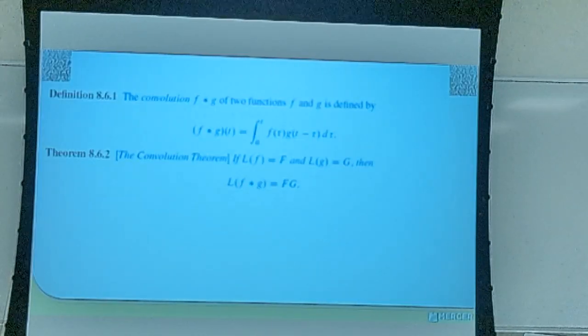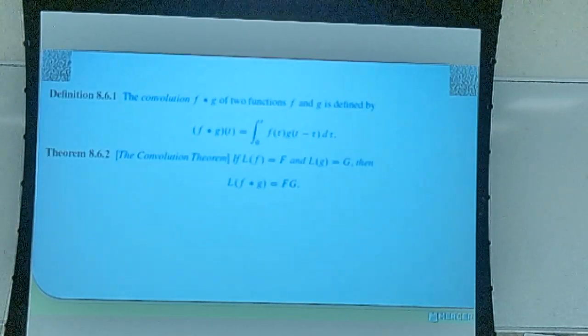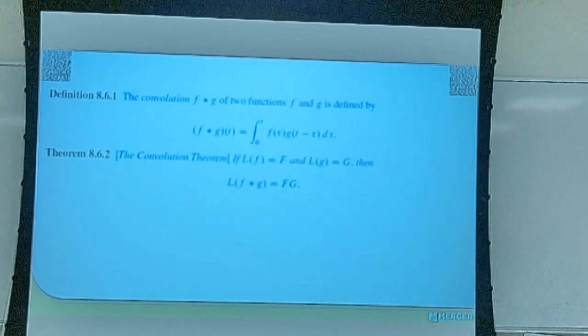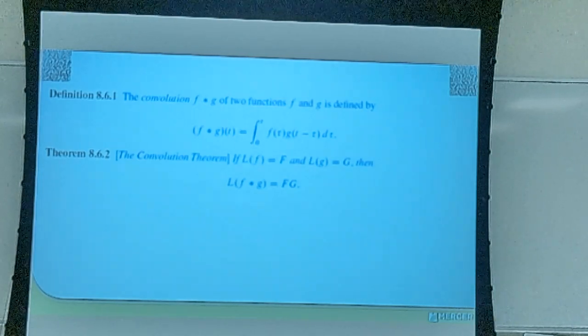Convolution. The convolution of two functions, f and g, is defined as the integral from 0 to t of f of tau times g of t minus tau d tau. By the way, it can also be proven that you can flip that, so the convolution is commutative. You could also do g of tau times f of t minus tau, integral from 0 to t.